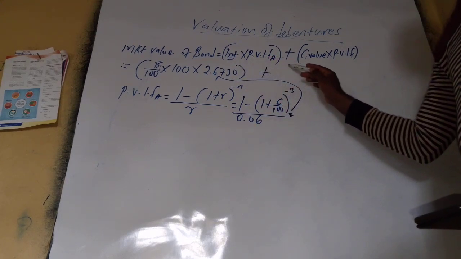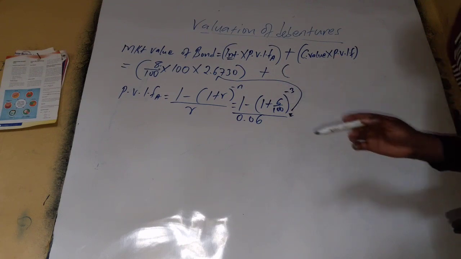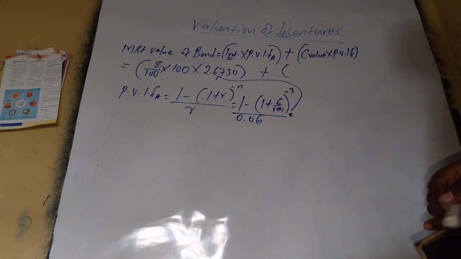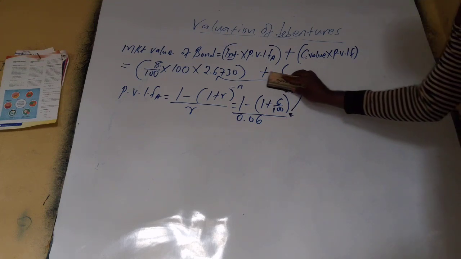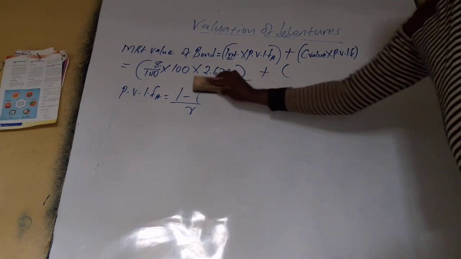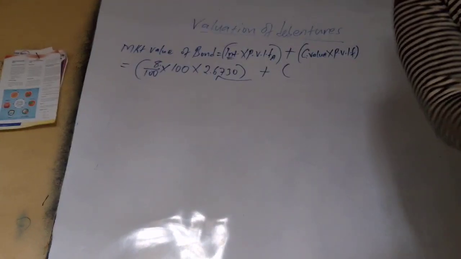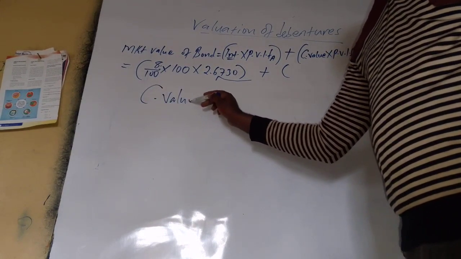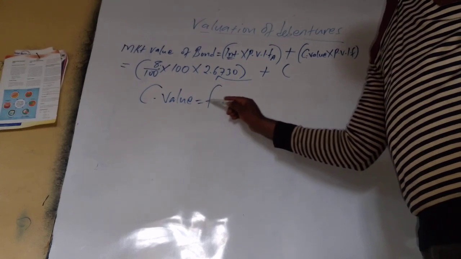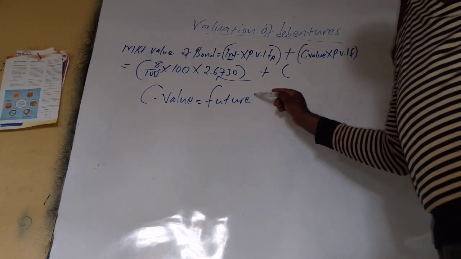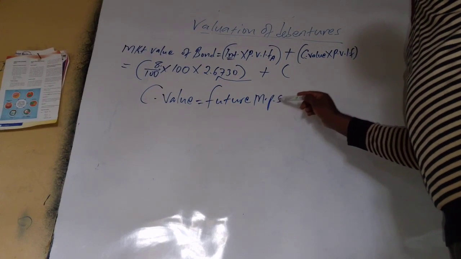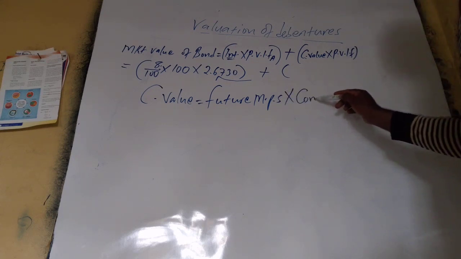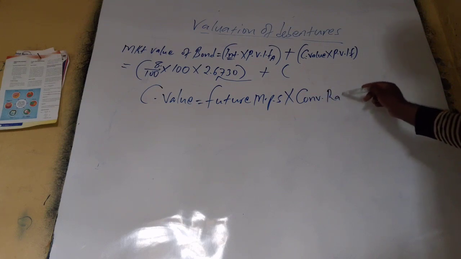Then I add my conversion value. Let's compute now the conversion value. And this is how we compute conversion value. Conversion value is given by future market price per share, I multiply by the conversion ratio.